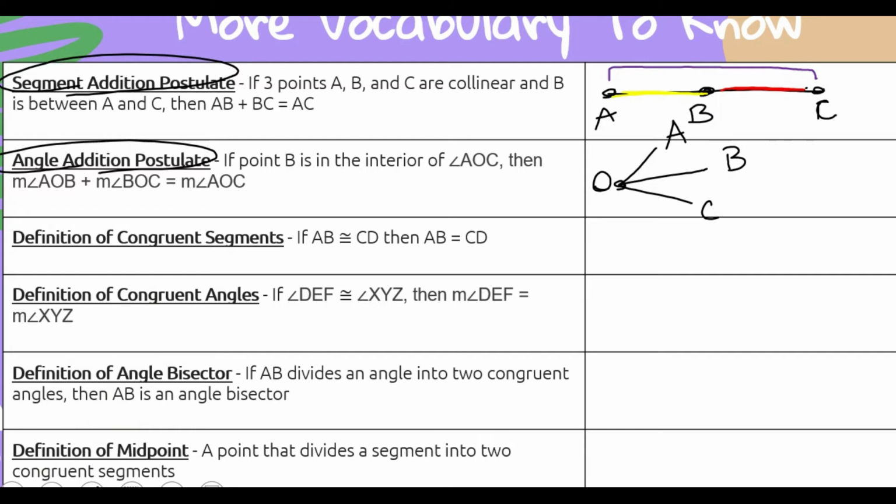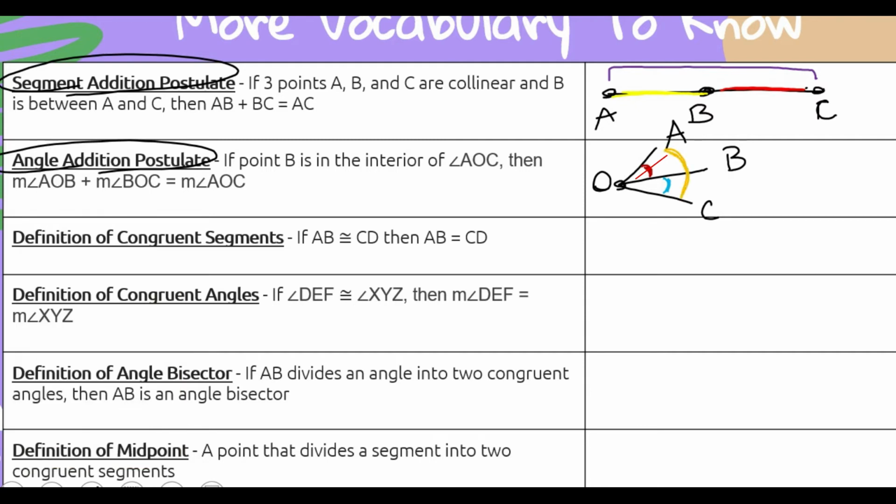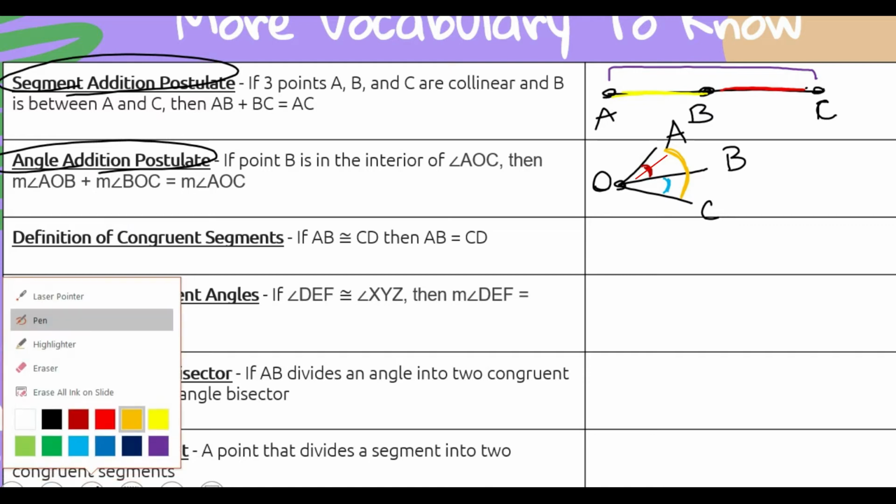And the angle addition postulate is just telling us that whatever the measure of this is, if we add that measurement to whatever the measure of this part is, then that's going to give us the measure of the entire thing. So that's angle addition postulate. Alright, the definition of congruent segments.